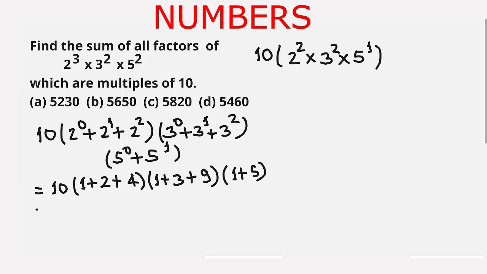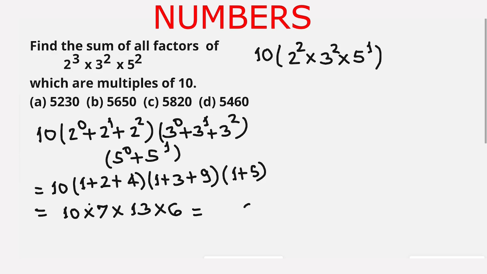So this is equal to 10 multiplied by 1 plus 2 is 3 plus 4 is 7, multiplied by 1 plus 3 plus 9 is 13, multiplied by 1 plus 5 is 6. So this is 10 multiplied by 7 multiplied by 13 multiplied by 6. 7 times 13 is 91 and 91 times 6.